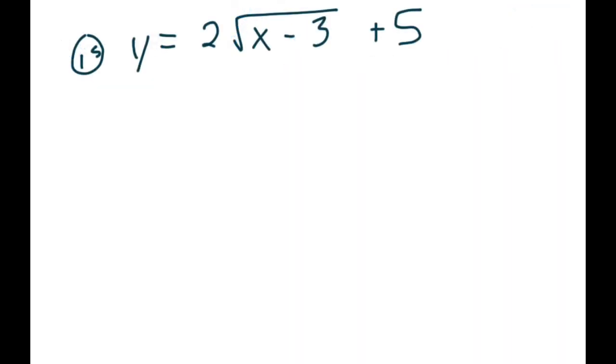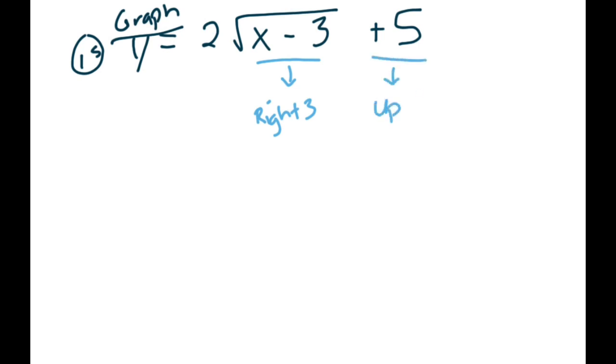All right, so we are going to be graphing this equation. So remember, anytime anything is on the inside, this moves it left and right, and it's opposite. So subtracting 3 is moving our graph to the right 3. Outside is up and down, and it's normal. So this plus 5 is moving our graph up 5.